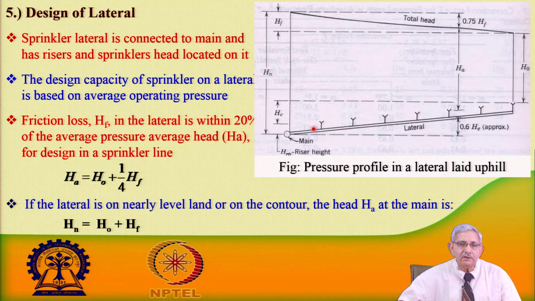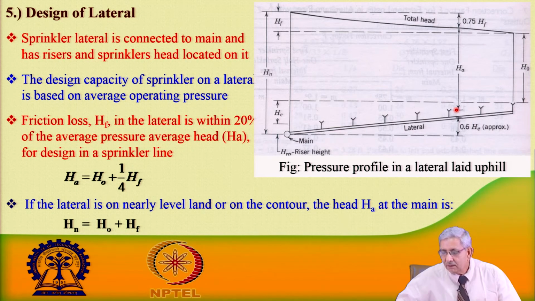So, this is one sprinkler, and this is one riser pipeline, and on this riser pipeline the sprinkler nozzles are mounted. Now, you see this is the last sprinkler, and at this last sprinkler the pressure available is H naught. This is the H naught pressure, and somewhere around this point we are measuring the average pressure.